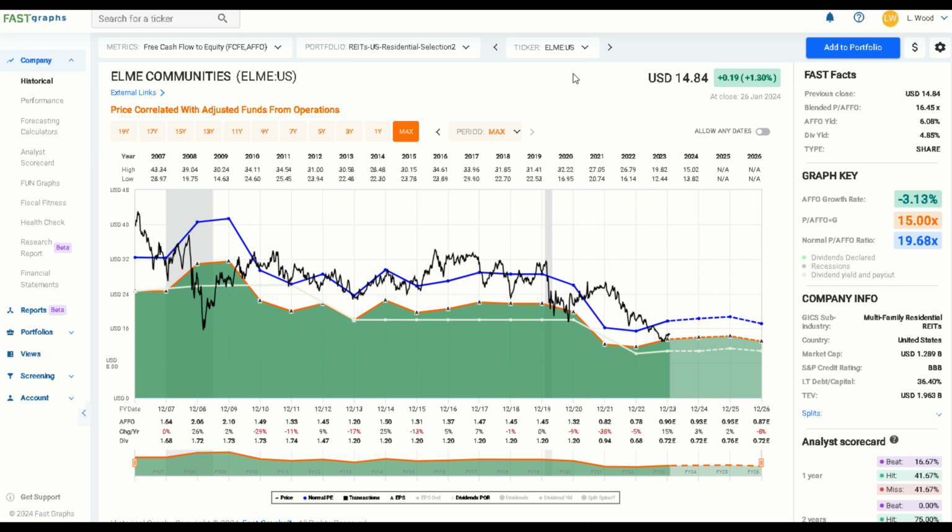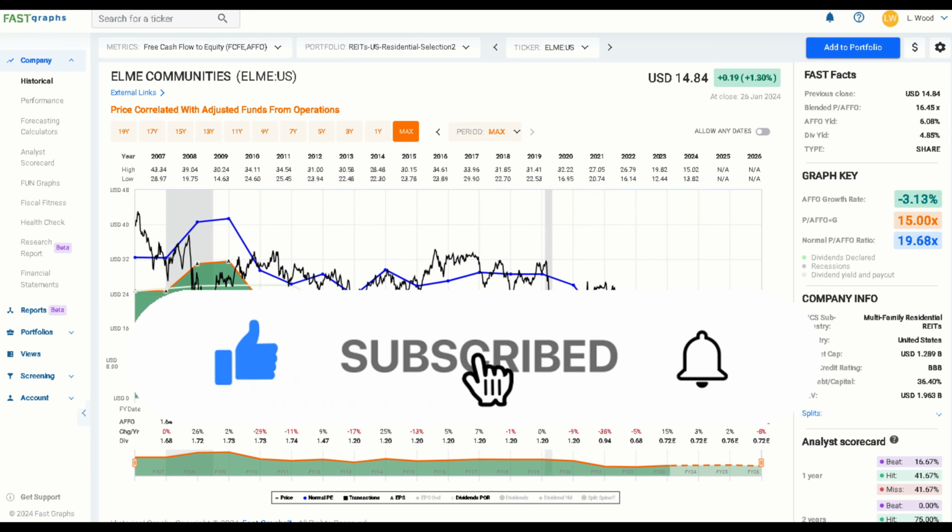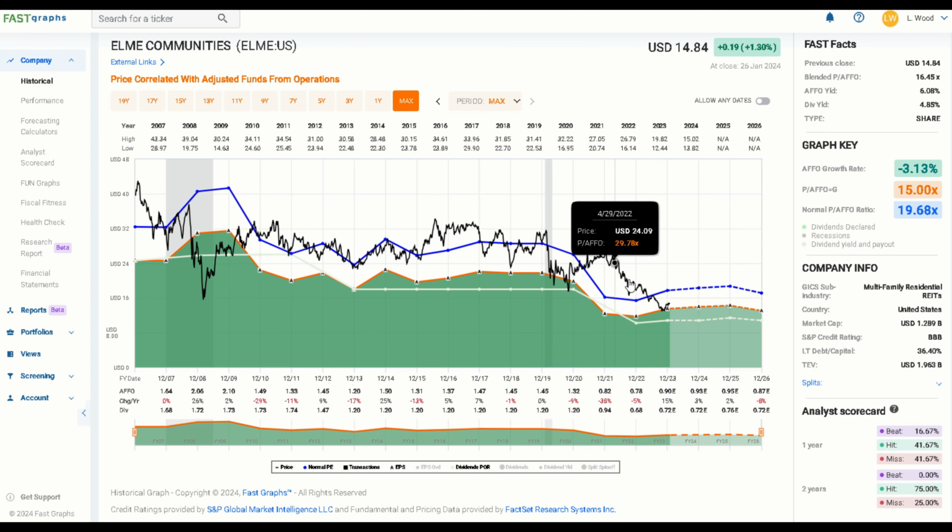Element Communities, this is not one I'm familiar with. In my mind, the AFFO trend here is very much in the wrong direction. It's going downwards. So this is one of the reasons why I do like the visual representation here in Fast Graphs. I can very quickly see this is probably not a company I want to be investing in, despite the fact that it's got a dividend yield of about 5%. Triple B credit rating is okay. Long-term debt to capital rating is reasonably good in this ratio.